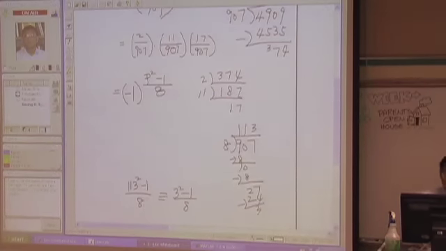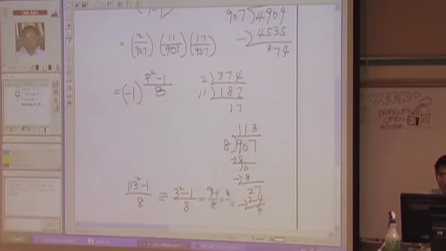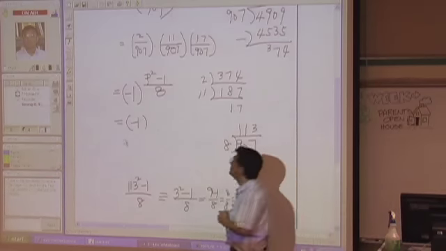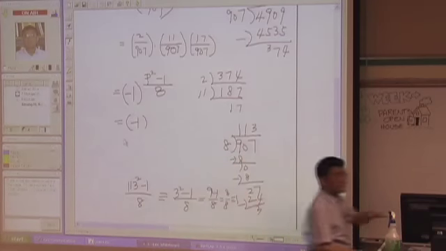So with this, it is what? 9 minus 1 over 8. Then 8 over 8 is 1, right? So it is negative 1 to the power of 1, which is negative 1. So I calculate the first part. Then the second part, 11.